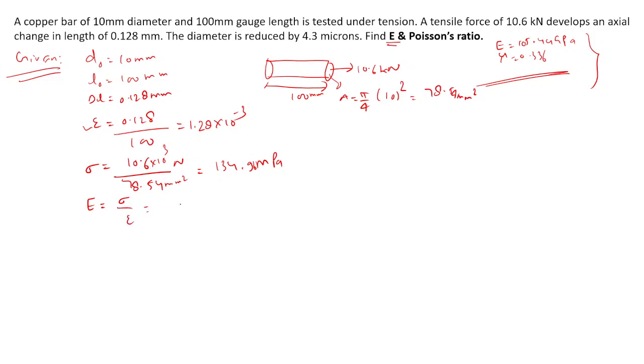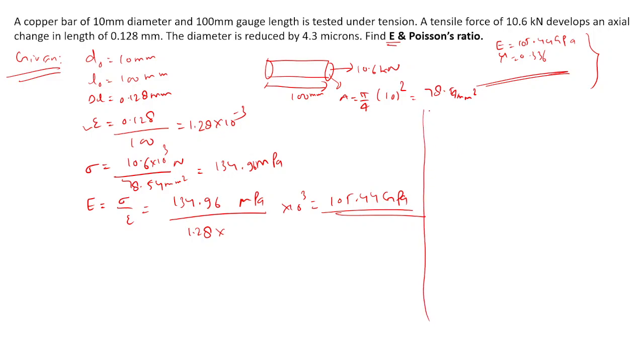Now, what is the value of Young's modulus? Sigma by epsilon. Sigma we know is 134.96 megapascal, and here 1.28 into 10 to the power minus 3. So minus 3 will go up, it will become into 10 to the power 3. So what value? 105.44, right? Yes. So when divided, approximately it will become gigapascal. So this way we have to do. And next what do we have to do? Any idea? Now we are going for the Poisson ratio.